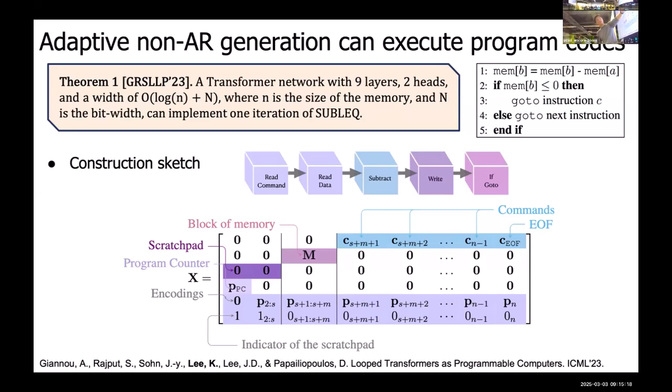And you have to do computation, which is subtraction. And then you have to write the output of the computation to the memory, the right memory place, and you have to do the branching. So these are the 5 operations you have to implement. And to do that, you can think about this as a sequence of tokens. So every column is a token.